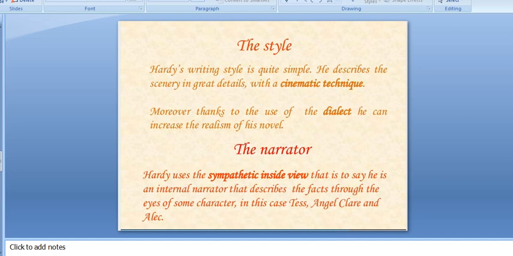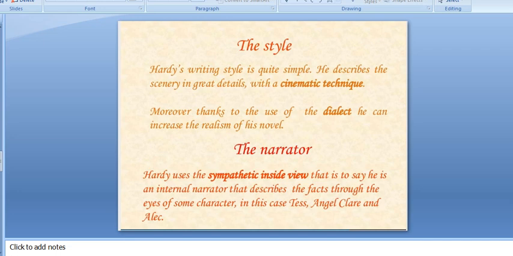The style of the novel. Hardy's writing style is quite simple. He describes the scenery in great detail with a cinematic technique. Moreover, thanks to the use of the dialect, he can increase the realism of his novel.